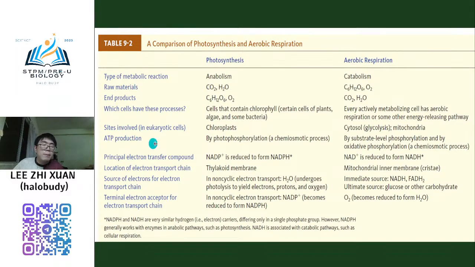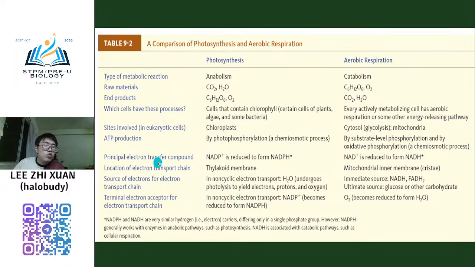And then for ATP production, in photosynthesis the ATP can also be produced, but it is produced through what we call photophosphorylation. Later we will learn about it in the light-dependent reaction. But for aerobic respiration, as we know there are two types of phosphorylation, either substrate level phosphorylation or oxidative phosphorylation.